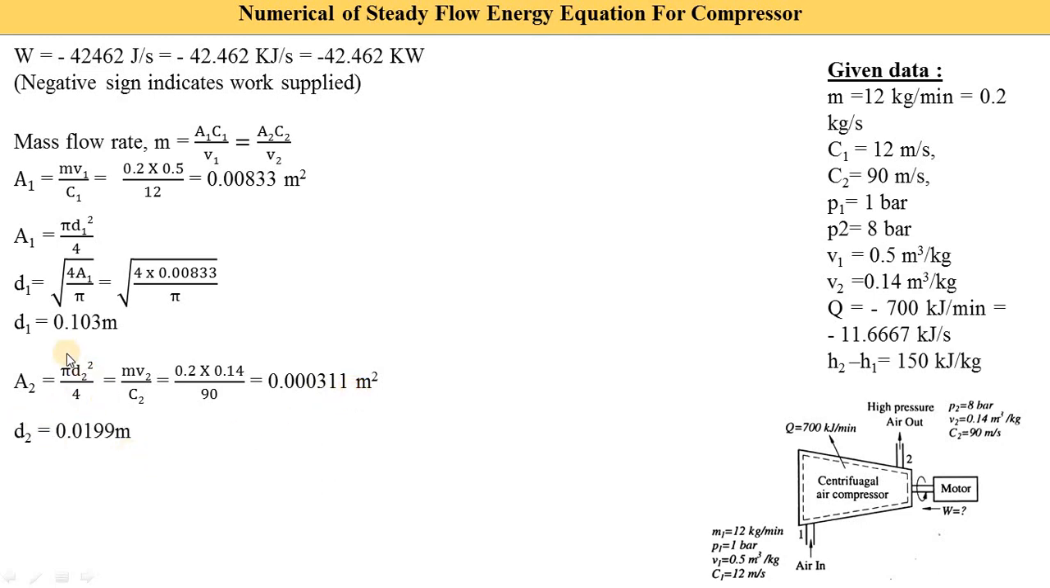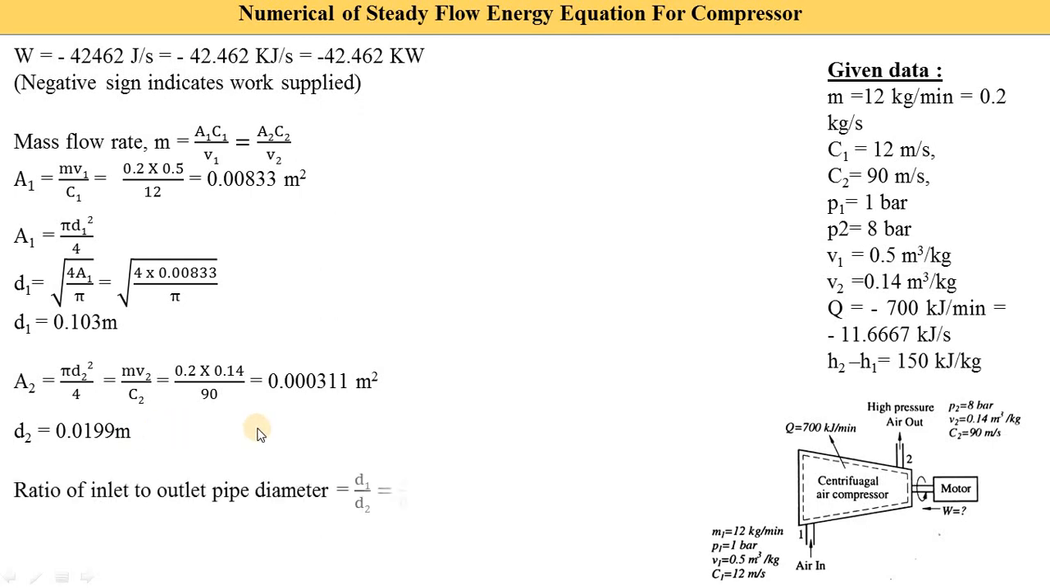And this pi by 4 D2 square is equal to the area. Then we solve these equations and we are able to get D2. So you also solve it this way, it is simple. By using this way you can solve and you get the answer for D2, that is 0.0199 meter.